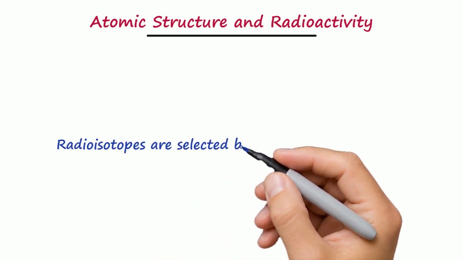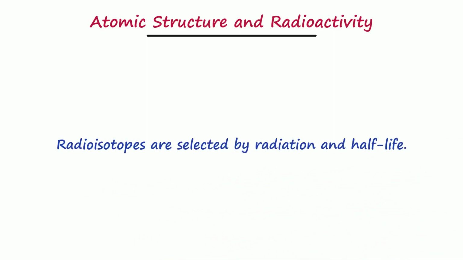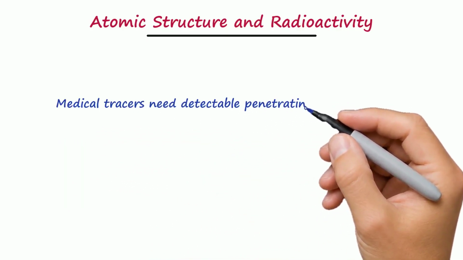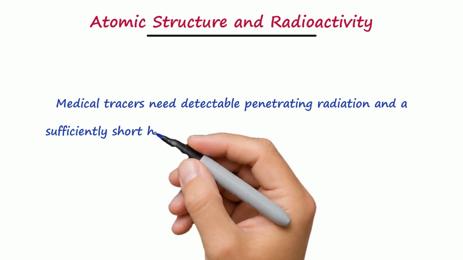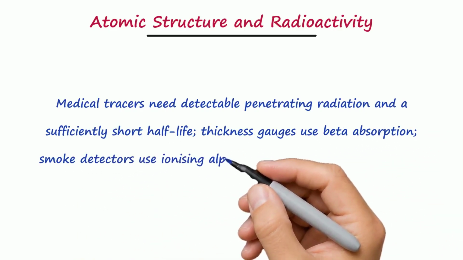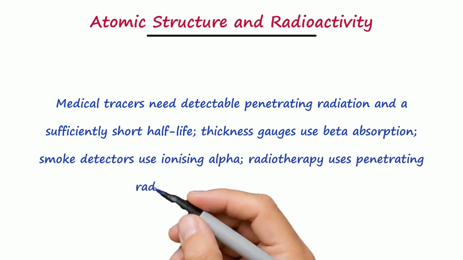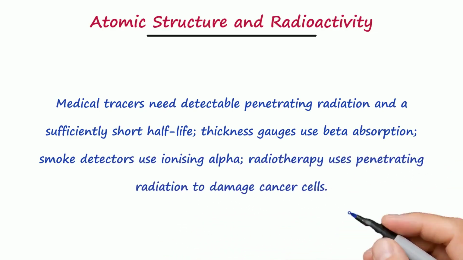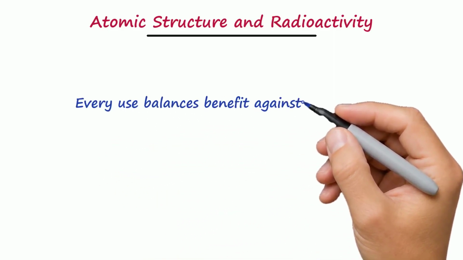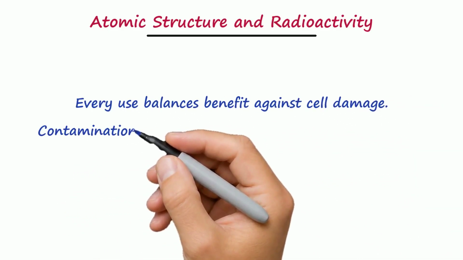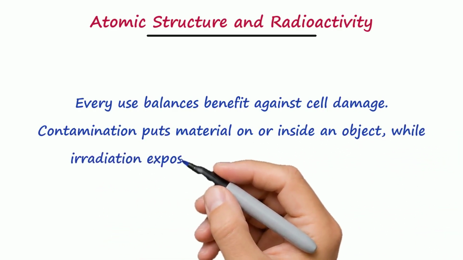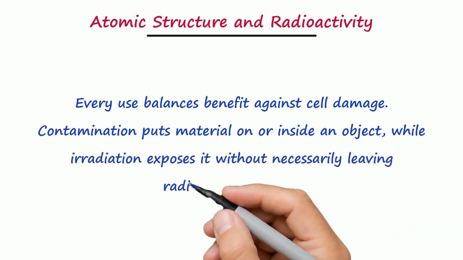Radioisotopes are selected by radiation and half-life. Medical tracers need detectable penetrating radiation and a sufficiently short half-life. Thickness gauges use beta absorption, smoke detectors use ionizing alpha, radiotherapy uses penetrating radiation to damage cancer cells. Every use balances benefit against cell damage. Contamination puts material on or inside an object, while irradiation exposes it without necessarily leaving radioactive material.